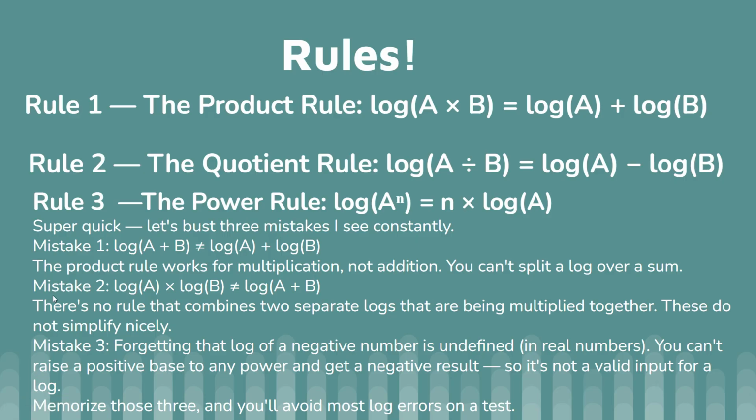Super quick, let me bust 3 mistakes I see constantly. Mistake 1. Log of A plus B is not equal to log A plus log B. The product rule works for multiplication, not addition. You just can't split a log over a sum. Mistake 2. Log A multiplied by log B is not equal to log of A plus B. There's no rule that combines two separate logs that are being multiplied together. These do not simplify nicely. Mistake 3. Forgetting that the log of a negative number is undefined in real numbers. You cannot raise a positive base to any power and get a negative result, so it's not a valid input for log. Memorize these three and you'll avoid most log errors on a test.